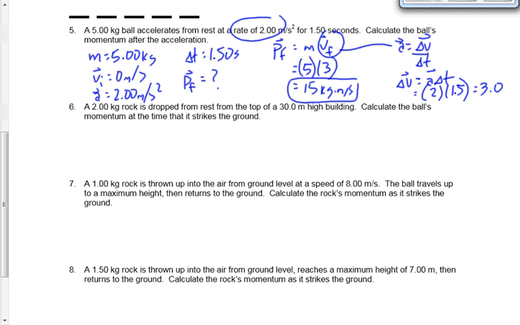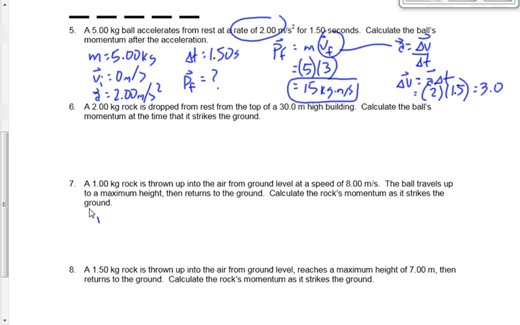Negative 9.81. Negative in both cases? Yeah, because as it goes up, it slows down in the positive direction. And as it comes down, it speeds up in the negative direction. So it's negative 9.81 any way you look at it. We can analyze that whole problem going up and down using the same rate of acceleration.